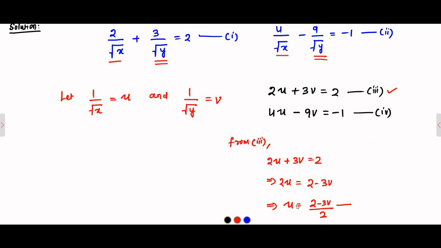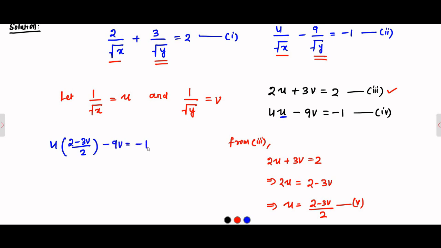If you had represented v in terms of u, you would have substituted it in place of v. Now we will substitute it in place of u. So 2 minus 3v by 2, let's assign it equation 5. Now we'll substitute this in equation 4. So here in place of u we'll substitute equation 5. So we'll have 4 into (2 minus 3v) by 2 minus 9v is equal to minus 1.